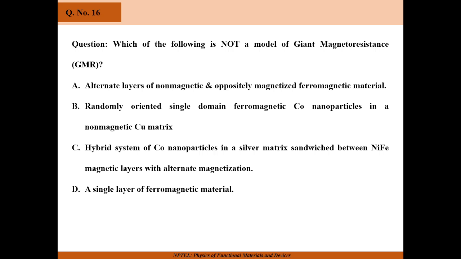So this is the 16th question. Which of the following is not a model for giant magnetoresistance or GMR? Alternate layers of non-magnetic and oppositely magnetized ferromagnetic material; randomly oriented single domains of ferromagnetic cobalt particles in a non-magnetic copper matrix; a hybrid system of copper nanoparticles in a silver matrix sandwiched between nickel ferrite magnetic layers with alternate magnetization; a single layer of ferromagnetic material.